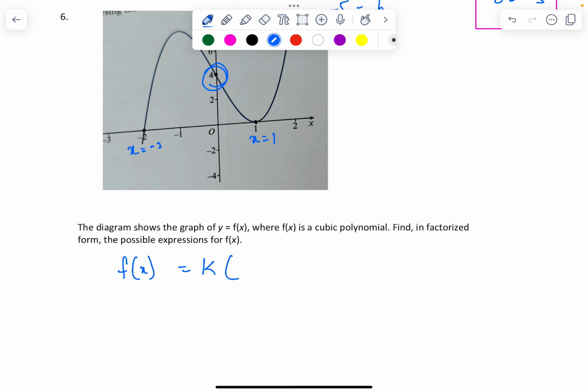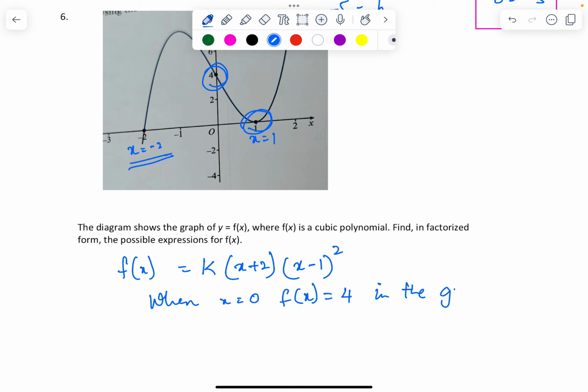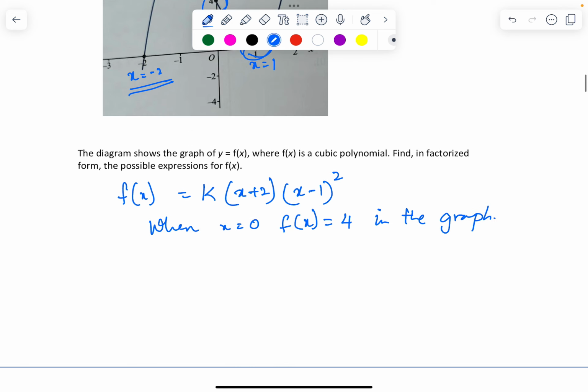If it is x equal to negative 2, the factor is x plus 2. And here x equal to 1, so this becomes x minus 1, and you can see the turning point is there, so it is a whole square. So when x equal to 0, you can see in the graph that f of x is 4. Right, so now we need to find what k is.